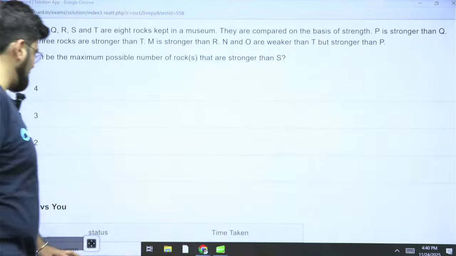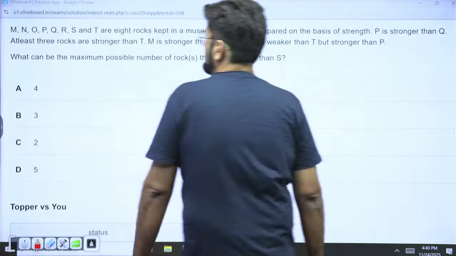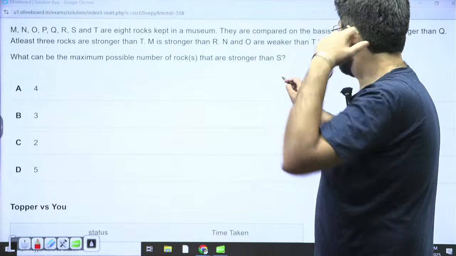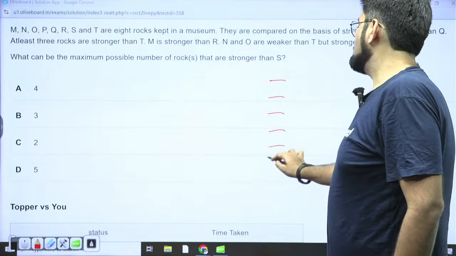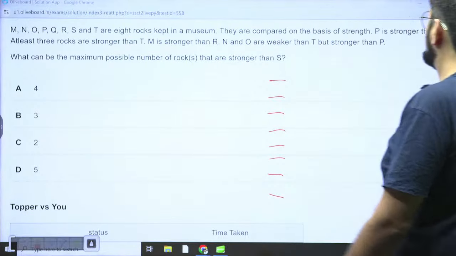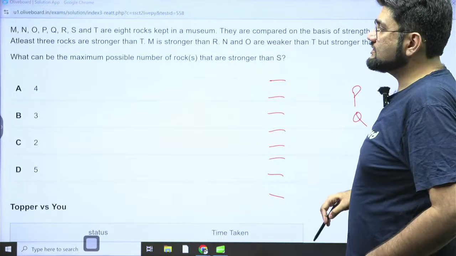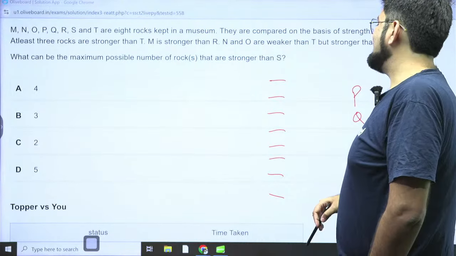Next, MNO. PQRST. 8 rocks kept in a museum compared on the basis of strength. Okay. 1, 2, 3, 4, 5, 6, 7, 8. P is stronger than Q. At least 3 rocks are stronger than T.